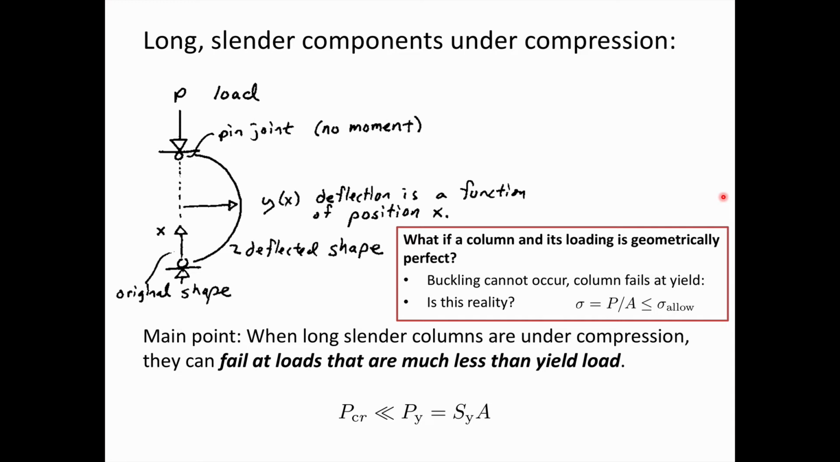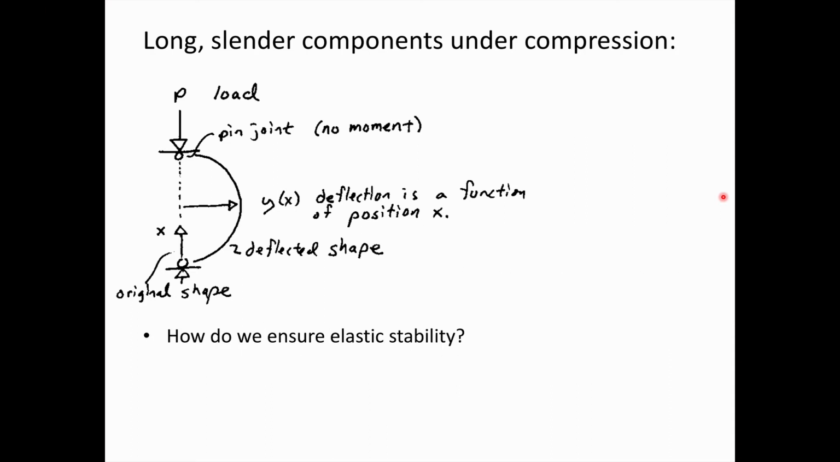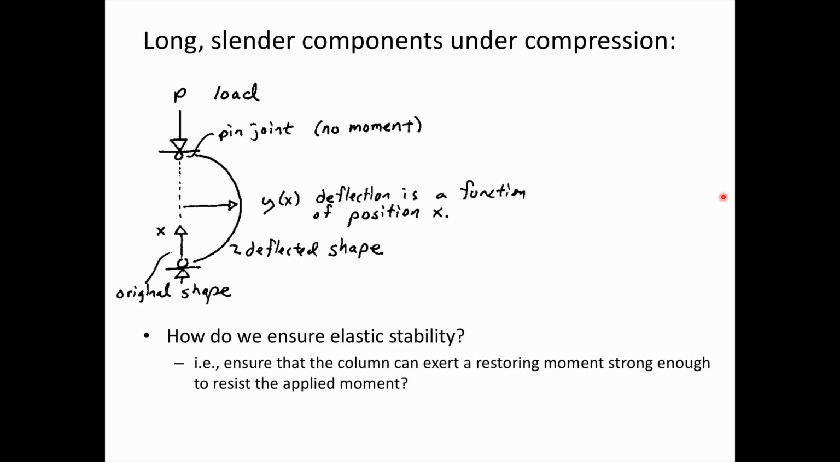And we need to figure out under what conditions the restoring moment from the elasticity is going to overcome that and keep pushing us back to the straight, undeflected shape, or under what conditions the restoring moment will be overcome by any of these forces, say due to irregularities in geometry or loading, and we go into elastic instability and have a buckling behavior. So, in other words, how do we ensure elastic stability for long, slender columns in compression?